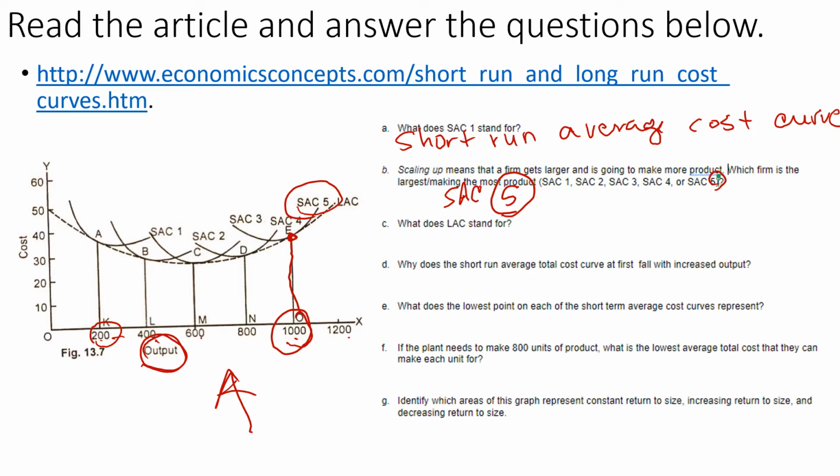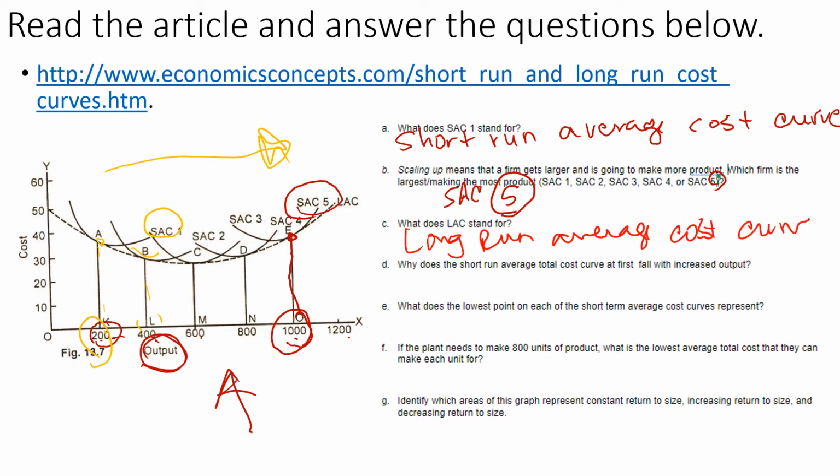Okay, so I probably should have just put number 5 there. SAC1 is going to produce at lower outputs. SAC2, we're getting a little bit bigger, and so on and so forth. So we continue to scale up as we go across the long run average cost curve. So what does LAC stand for? That stands for long run average cost curve.